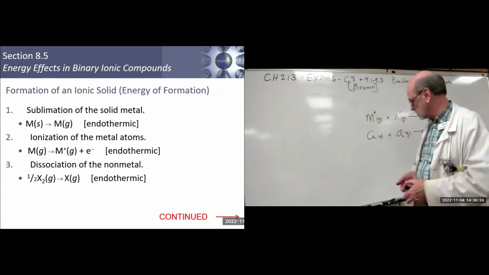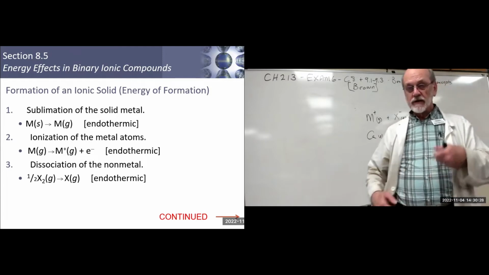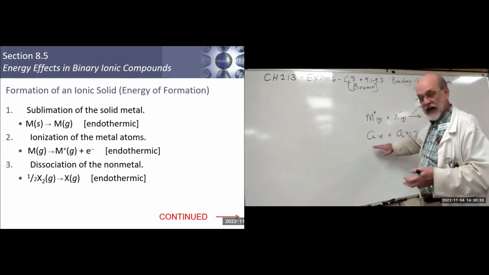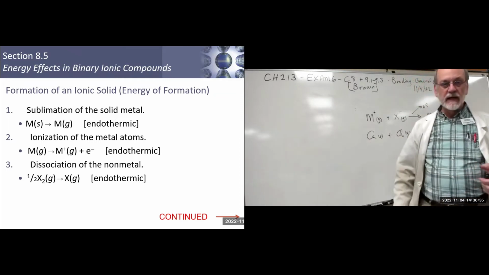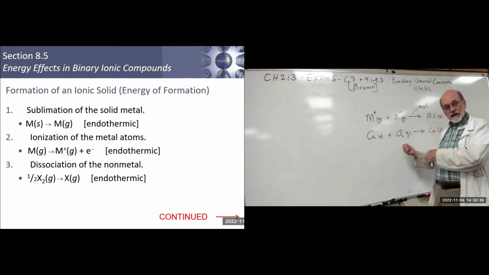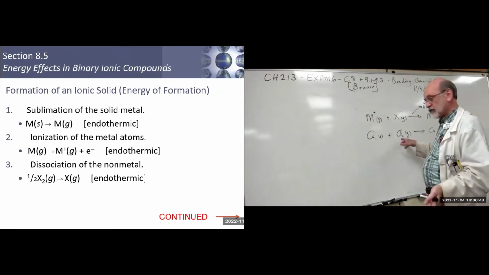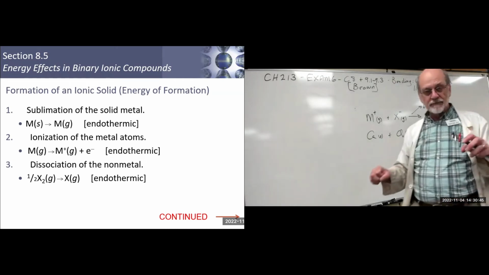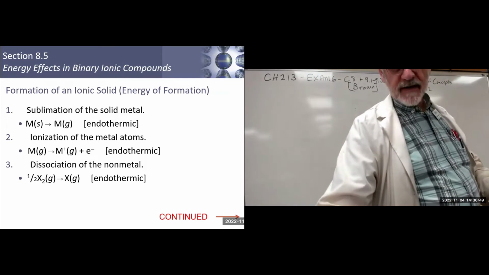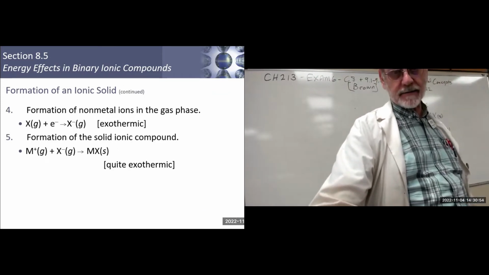Or in this case, we kick off 2 electrons, right? So it would be the first plus the second ionization energy for this reaction. And then we go to the nonmetal, right? If it's diatomic, like this example, we have to split it. We have to break that bond. So now we have separate atom gases. That's also endothermic. So far, we've been putting energy in and haven't got anything back yet.